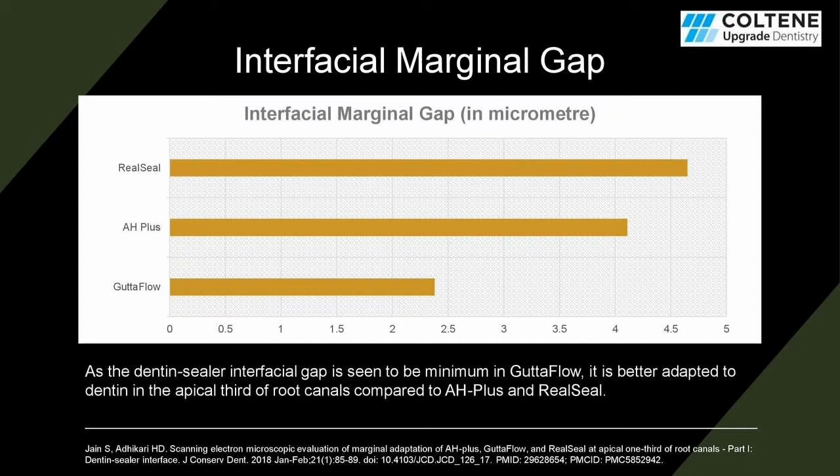Due to the expanding property of Gutta Flow 2 that we have, the interfacial marginal gap between the sealer and the dentinal surface was minimum among the two very commonly used materials in the market. In the next slide, a few photos are attached to visually demonstrate how beautifully this material seals the root canal and lets us achieve that hermetic seal as much as possible.